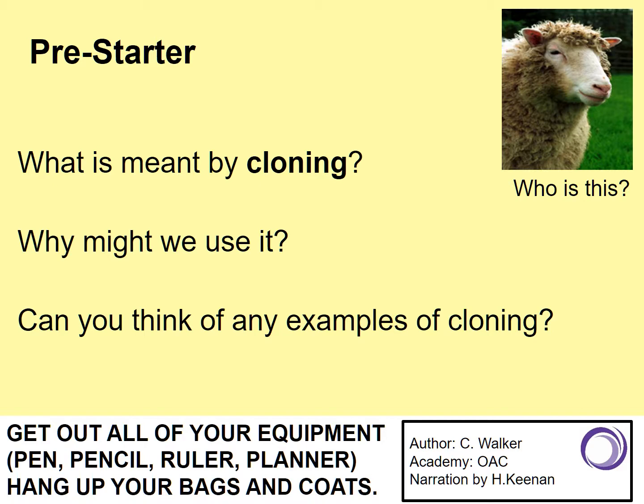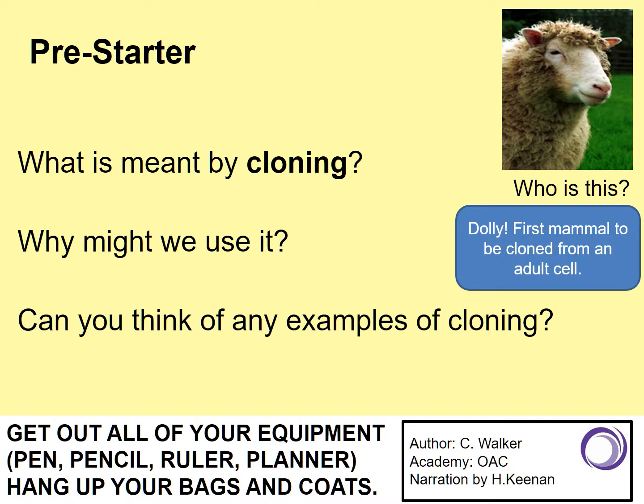You might have heard about cloning when we did asexual reproduction. Asexual reproduction is the type of reproduction which produces clones, and those clones are genetically identical to the single parent that produced them. And then I said to you there was a bonus mark for identifying the sheep in the picture. It is Dolly the sheep. She was the first mammal ever to be cloned from an adult cell.